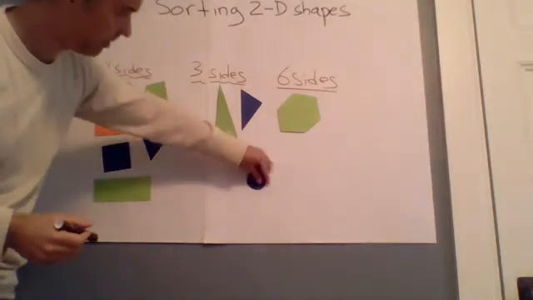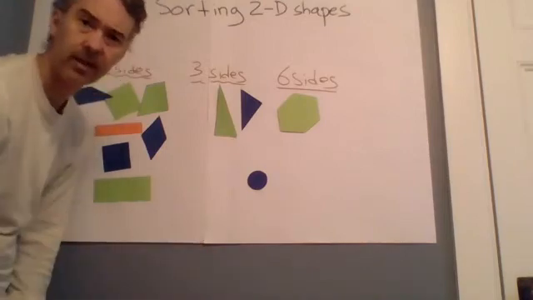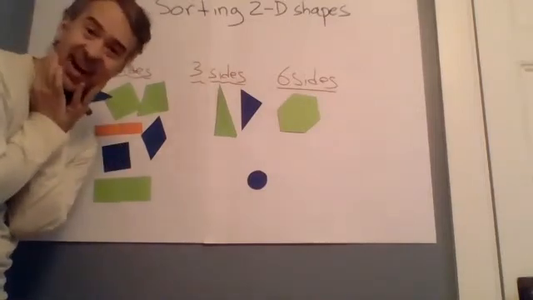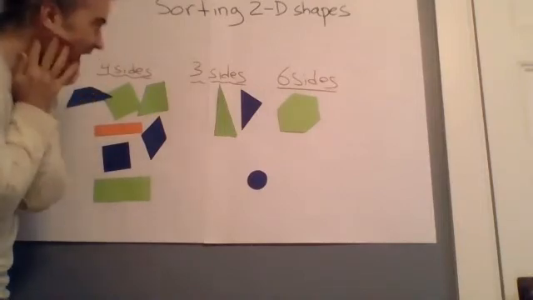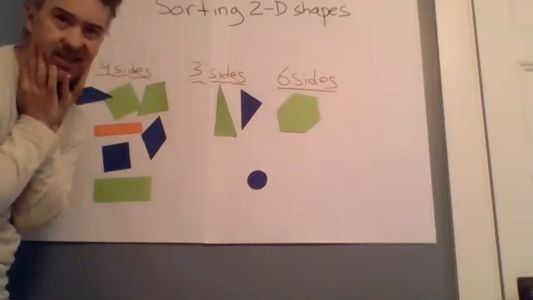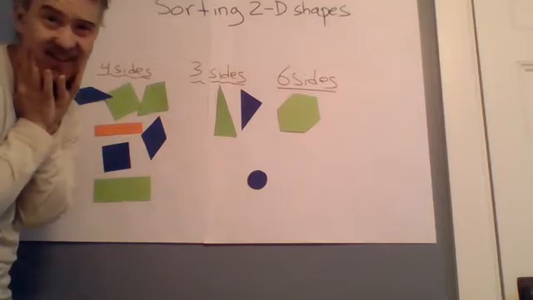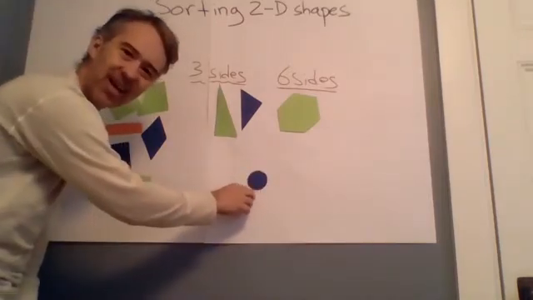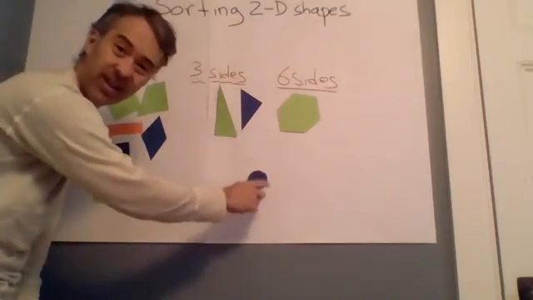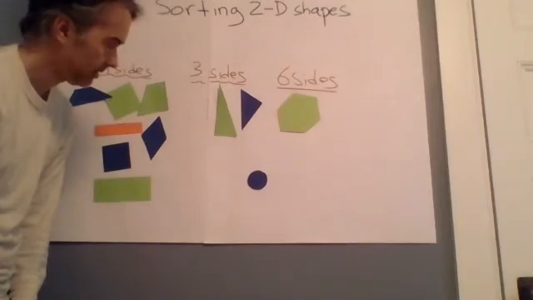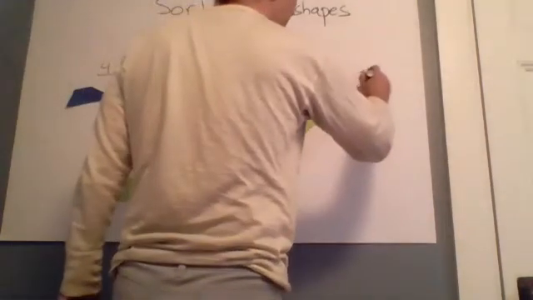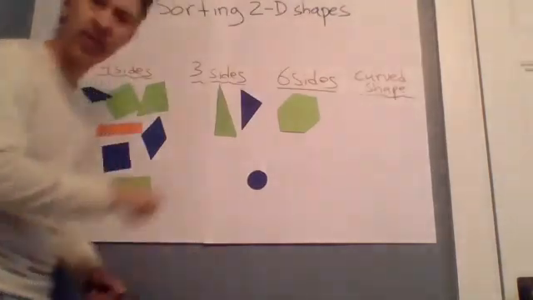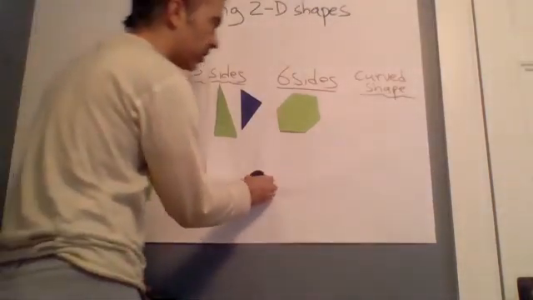What about this shape? What's this shape called? Circle. Oh, where do we put this one? Does it have 6 sides? Nope. Does it have 3 sides? Nope. Does it have 4 sides? No. It kind of has, I don't know, one side that goes all the way around. It's curved. It's a curved shape. So I might just write here that it's a curved shape. As an attribute, it has a curve. So let's put the circle there.